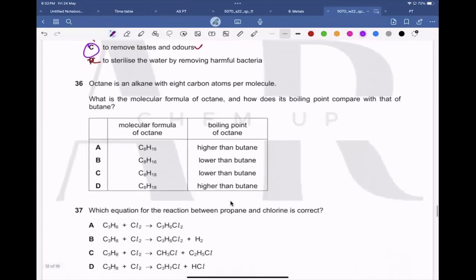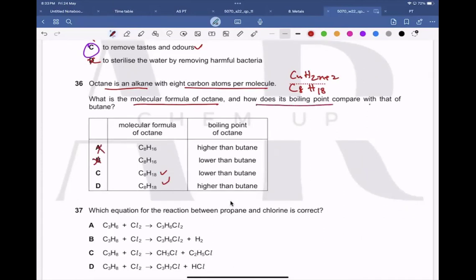Now, question number 36. Octane is an alkane with 8 carbon atoms per molecule. What is the molecular formula of octane? We know the general formula CnH2n+2. So if n is 8, 8 times 2 is 16, and 16 plus 2 is 18. So C8H18, right? So A and B go wrong.